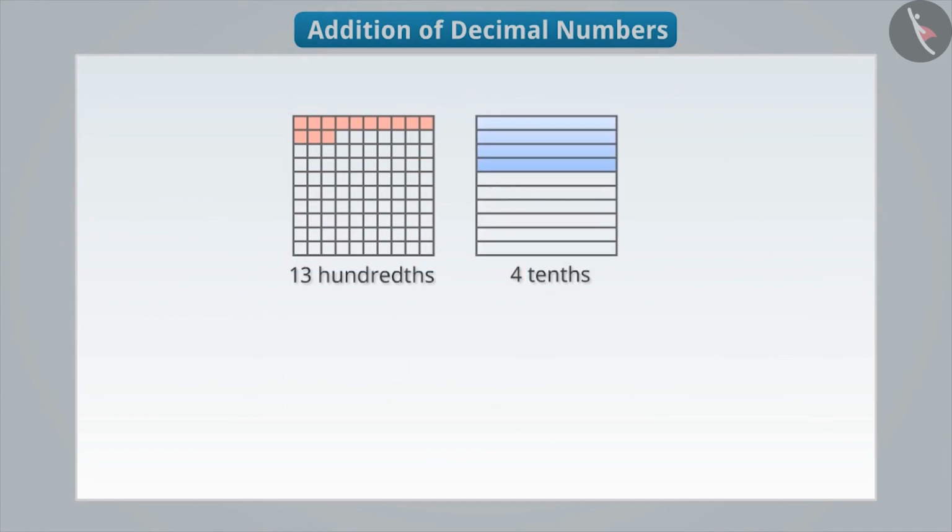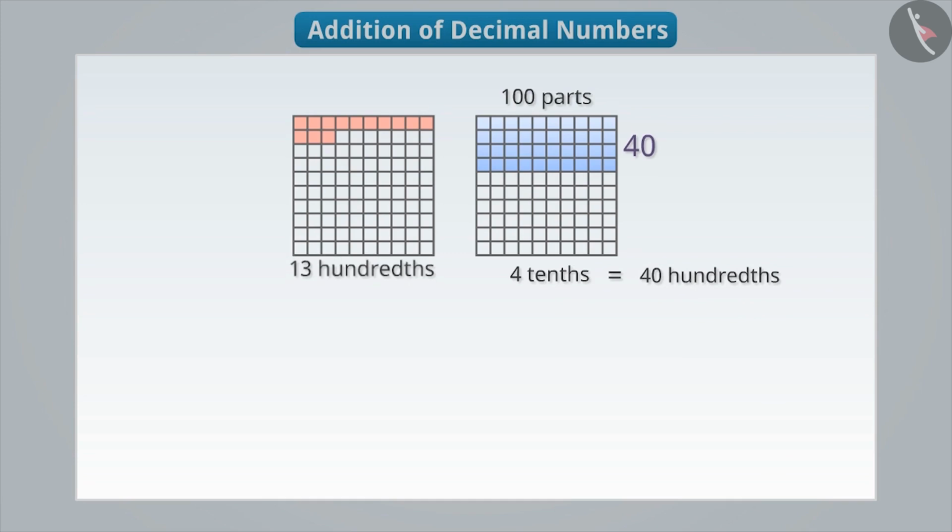If we talk about square of 4 tenths, then we can divide each of its parts in 10 equal parts. By doing so, we will get a total of 100 parts. Now you can see that there are 40 shaded parts here. So, we can say that 4 tenths is equal to 40 hundredths. Now we have 13 hundredths and 40 hundredths.